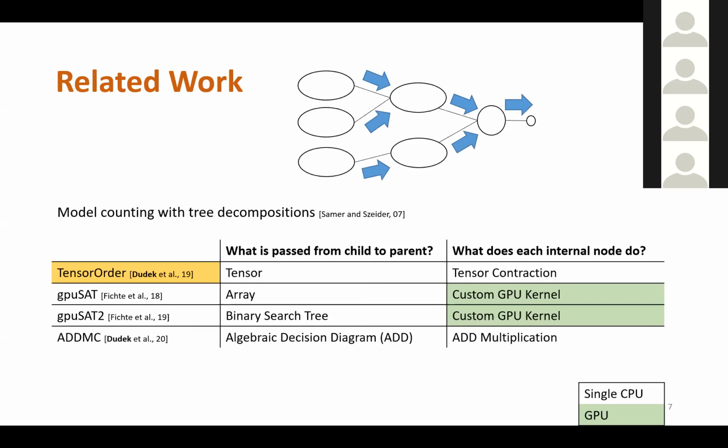In follow-up work, instead of passing a dense array, they passed a sparse representation as a binary search tree, still using a custom GPU kernel to combine information on each internal node. And then I also wanted to highlight ADDMC, which has a similar algorithm structure and got second place in the weighted model counting competition yesterday. It passes algebraic decision diagrams from child to parent, and the combination on the internal node is done using ADD multiplication.